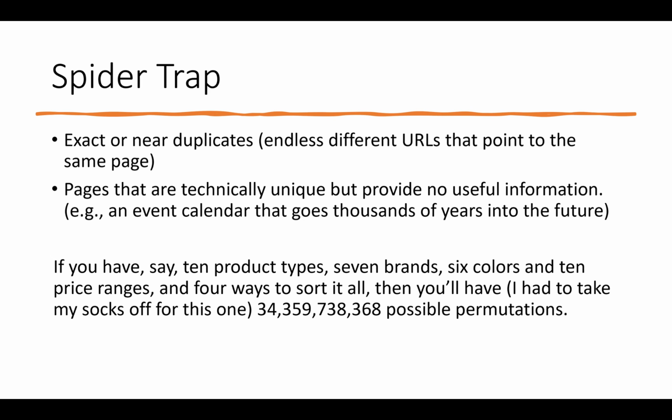One of the scenarios, for example, is an e-commerce website. Let's say you are visiting Nordstrom.com, and Nordstrom.com has, let's say, 10 product types, 7 brands, 6 colors, different price ranges, different ways of sorting. Each time you click on something, the URL changes. Now, just for one product and so many small combinations, you can think you have created more than 34 billion links, right? That's huge. So you want to avoid these kinds of things.